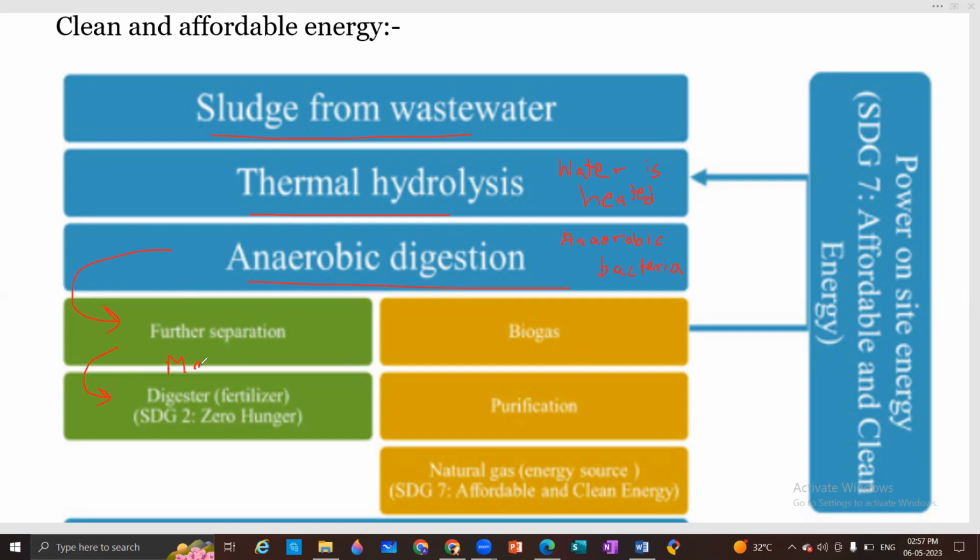How? Manure, which is generated from sludge. Then biogas. How? So we know about how biodigesters use the sludge to generate energy. So thus natural gas is a clean energy source achieving SDG 7, SDG 2, and SDG 6.